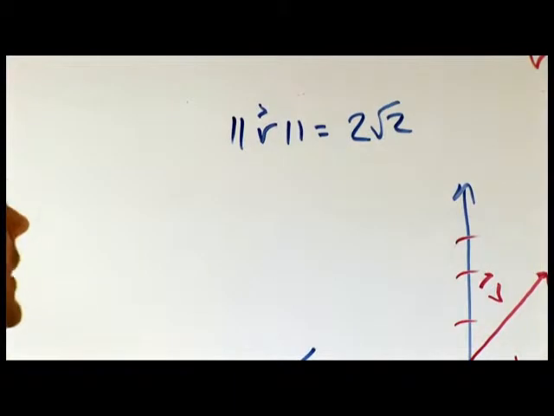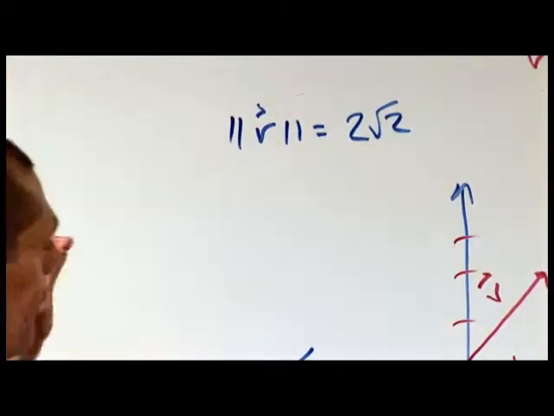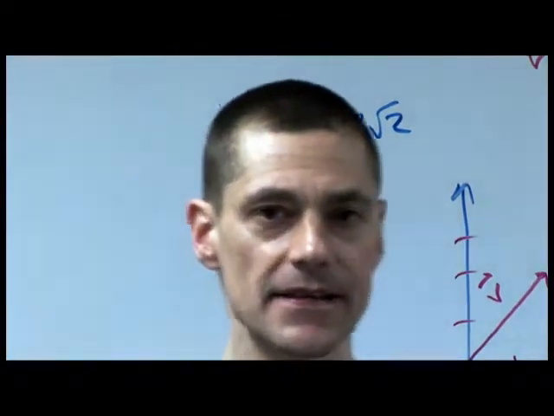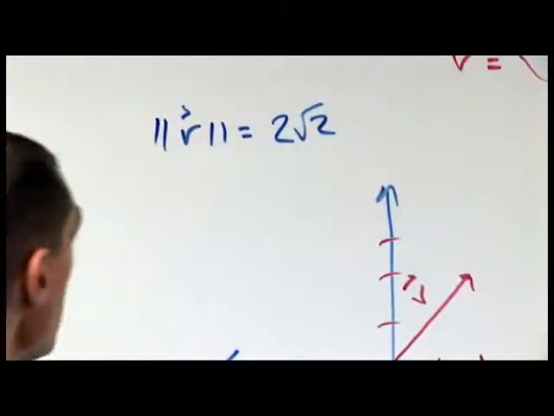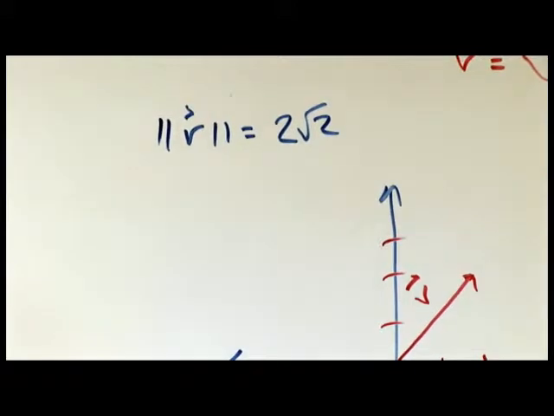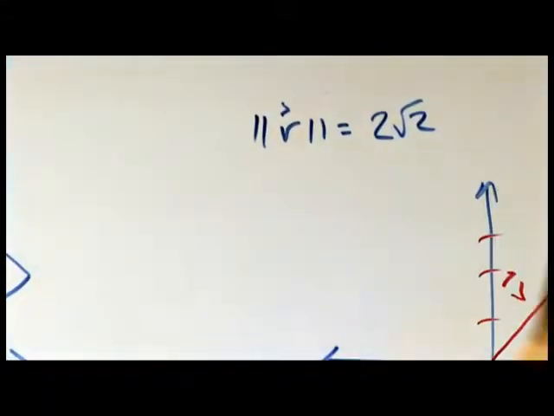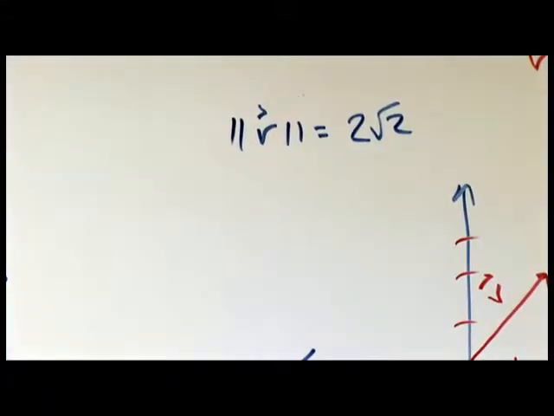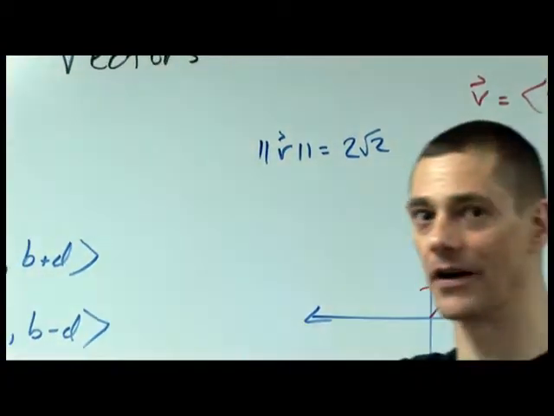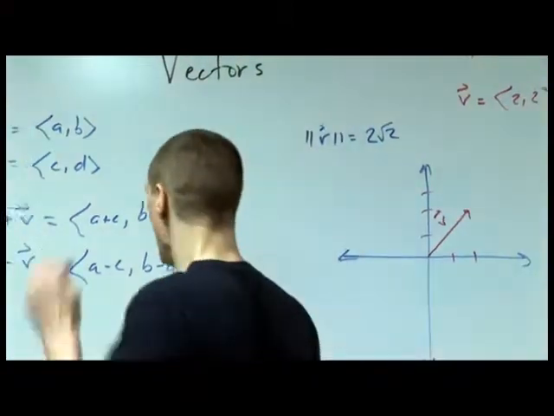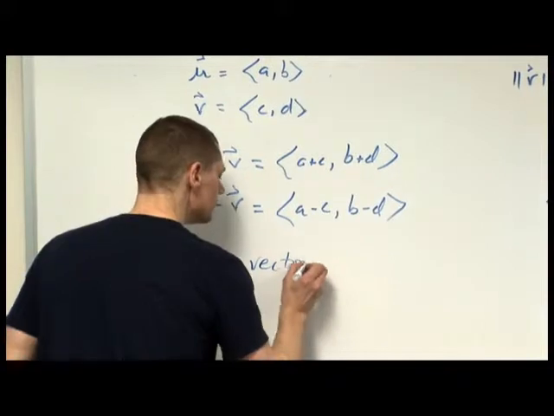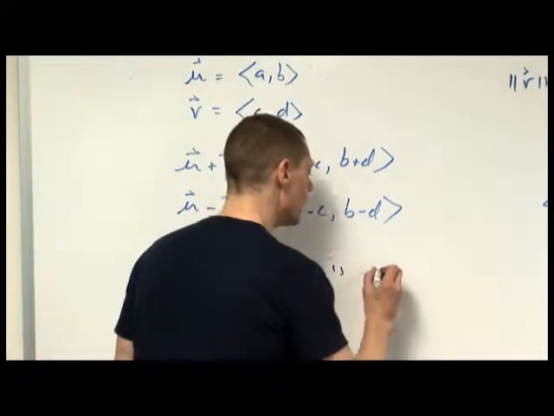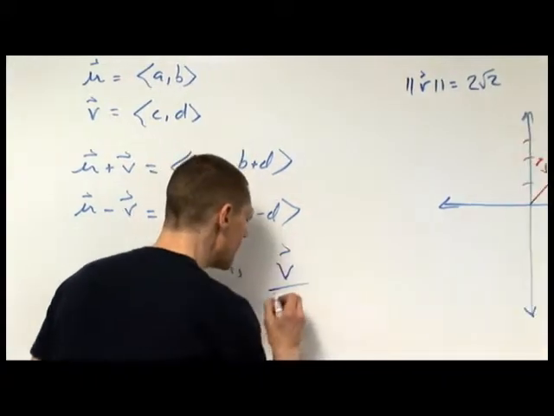I need a unit vector. A unit vector is a vector that has the same direction but length 1. So how can I figure out what the unit vector is? And this is what you do. The unit vector, and I'm trying to remember if there's a notation, and there is and there isn't, I'll explain in a second. The unit vector is the vector v divided by its norm.